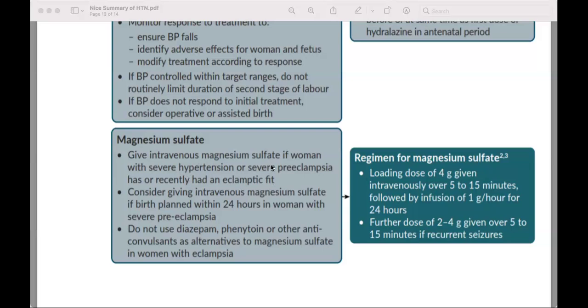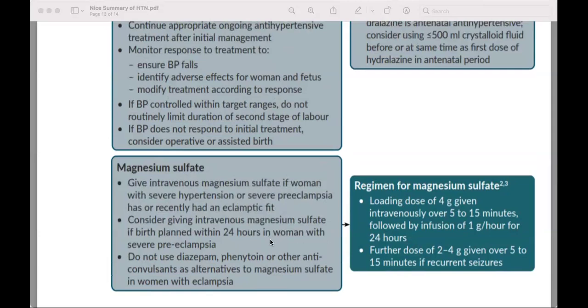a woman with severe hypertension or severe preeclampsia who had a fit or recently had a fit, or consider giving intravenous magnesium sulfate if birth is planned within 24 hours in a woman with severe preeclampsia. Again, okay? So this is another indication. You can consider giving the intravenous magnesium sulfate if the woman has severe preeclampsia and you're planning delivery within 24 hours. Don't use diazepam, phenytoin, or other anticonvulsants as an alternative to magnesium sulfate, even for women with eclampsia.